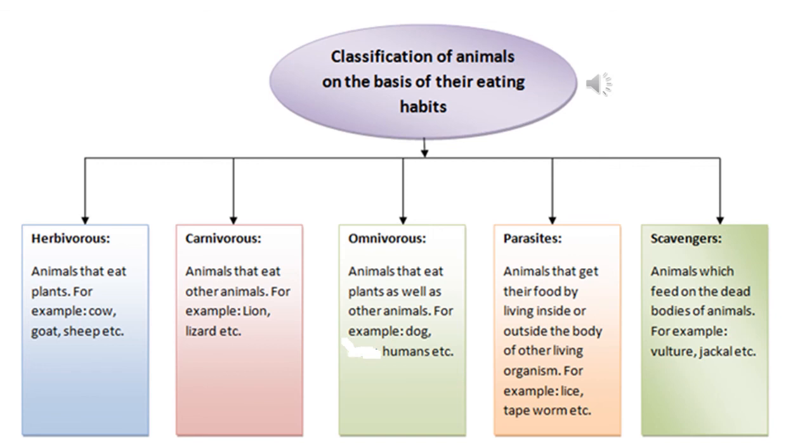etc. Omnivores are those animals which eat plants as well as other animals. For example, dog, human beings, cat. Okay. Then we have the parasites. Now these are the ones who get their food by living inside or outside the body of other living organisms. So examples are lice, tapeworm, ringworm, etc.